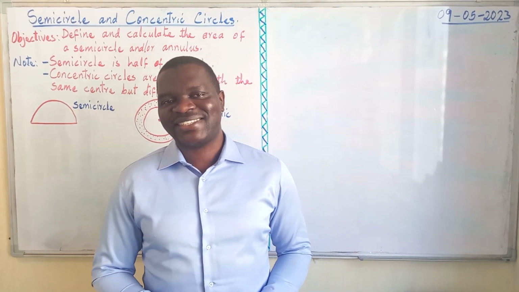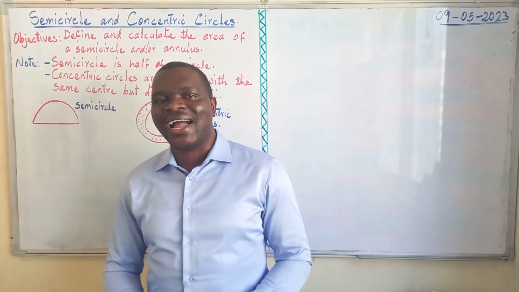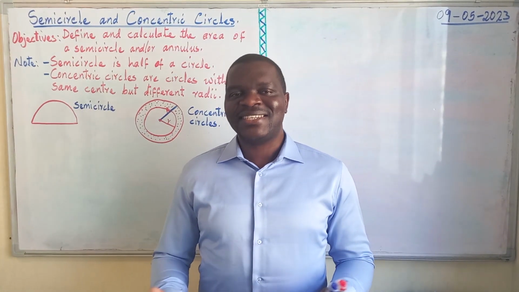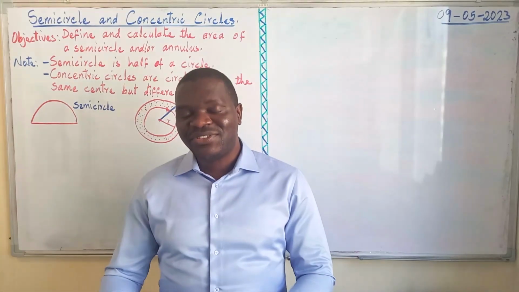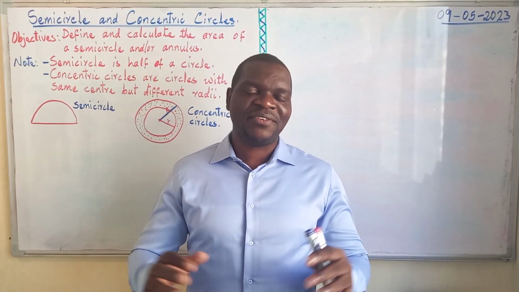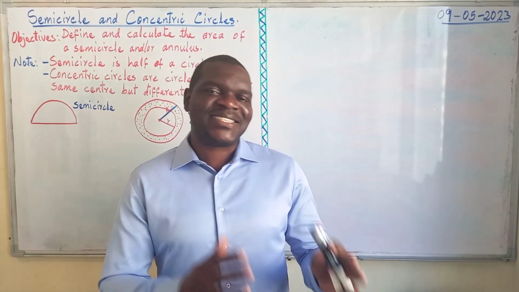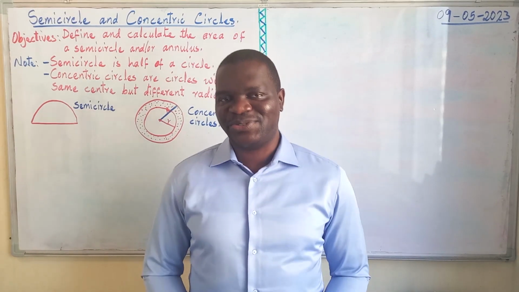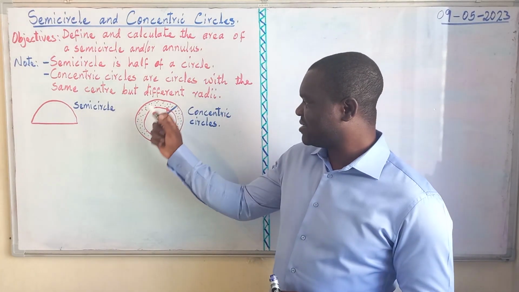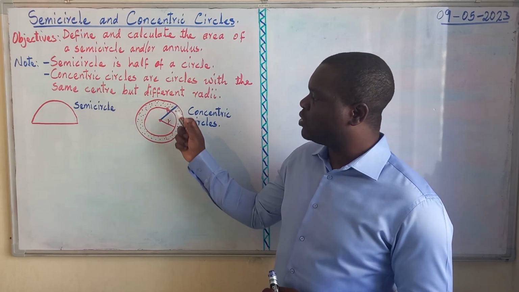In today's lesson, we're going to be focused on semicircles and concentric circles. What is a semicircle? This is simply half of a circle. Concentric circles are circles with the same center and different radii. By the end of the lesson today, you should be able to calculate the area of a semicircle as well as the annulus. We have a semicircle here, and these are concentric circles. Where we have the dots or the shaded area is what we call the annulus.